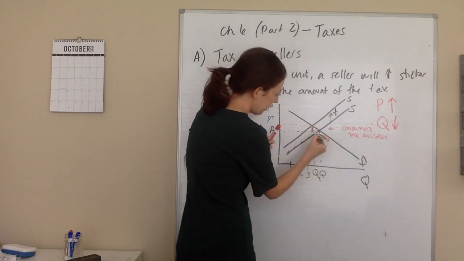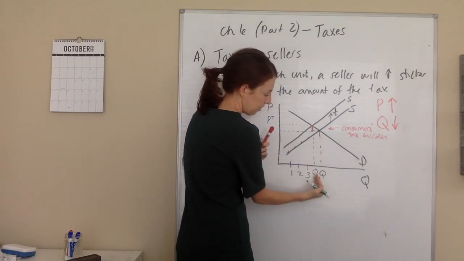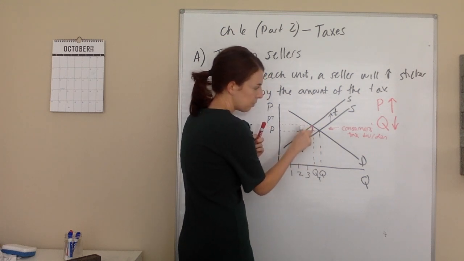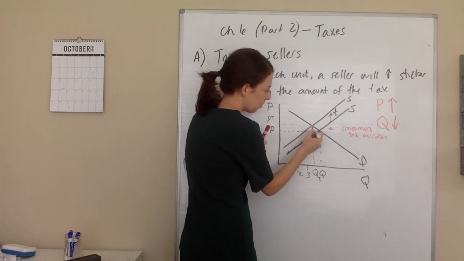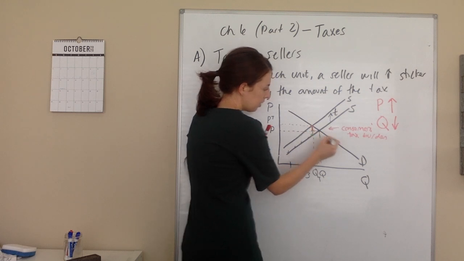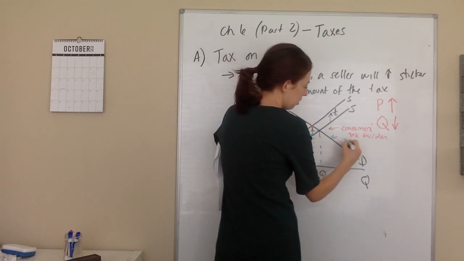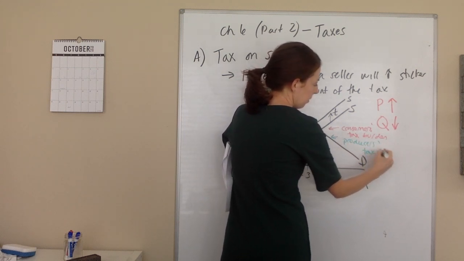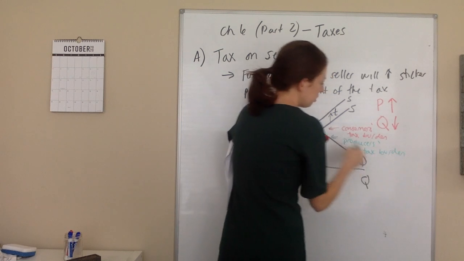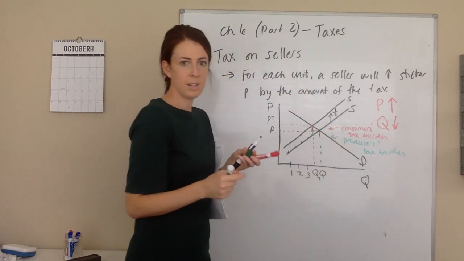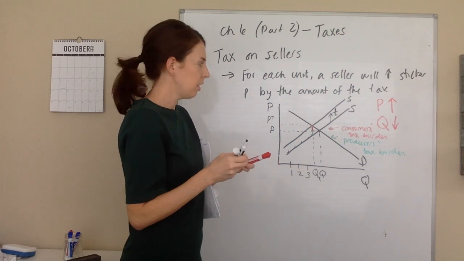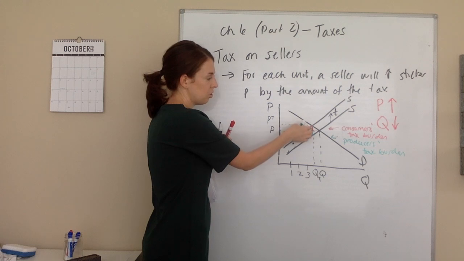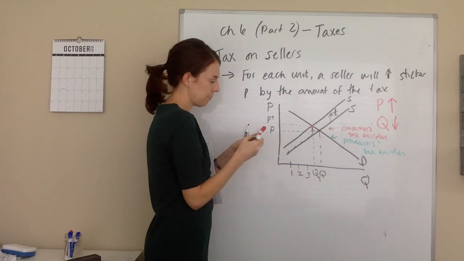So let me draw and then I'll explain. What we're going to do is still anchor ourselves at this QT level. The spread between the two equilibriums is the consumer tax burden. The remaining difference here is going to be equal to the producer's tax burden. Okay, note that the consumer tax burden plus the producer's tax burden has to equal the tax in total. So if you add up the distances of these two little legs, you get the whole tax.